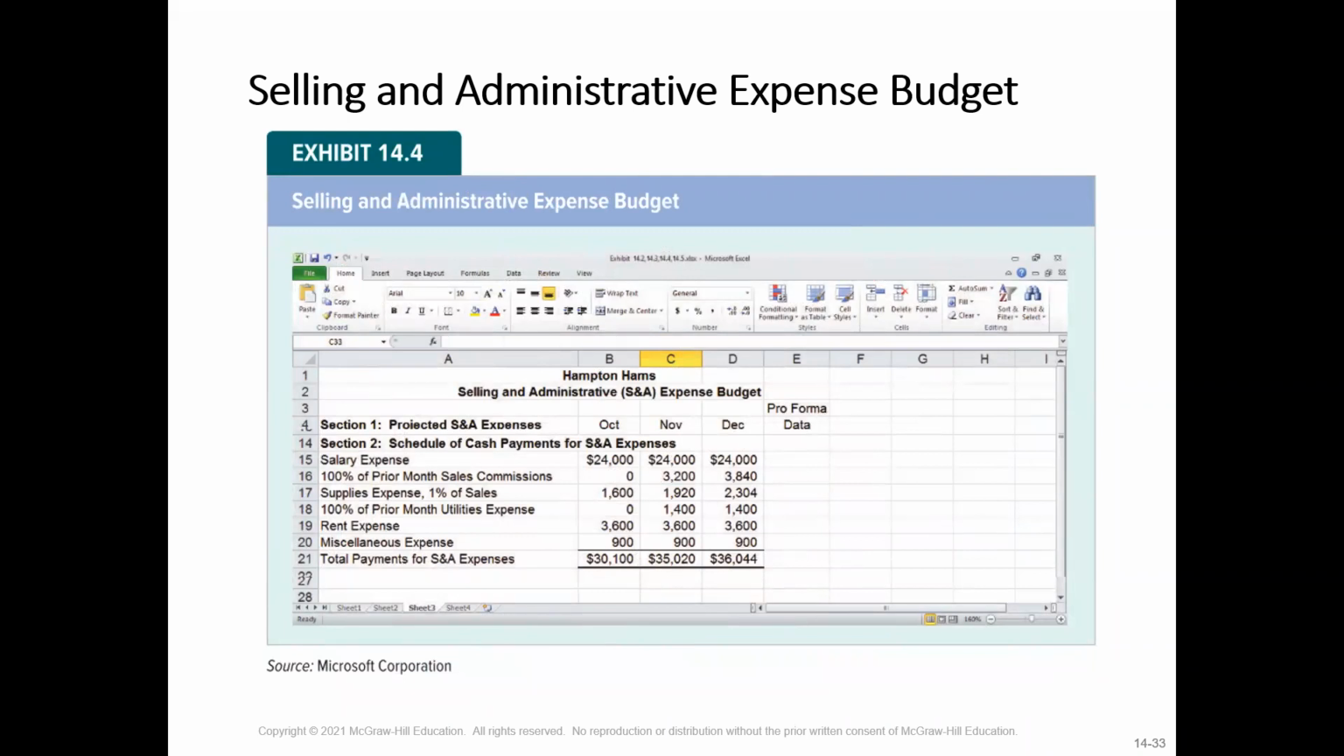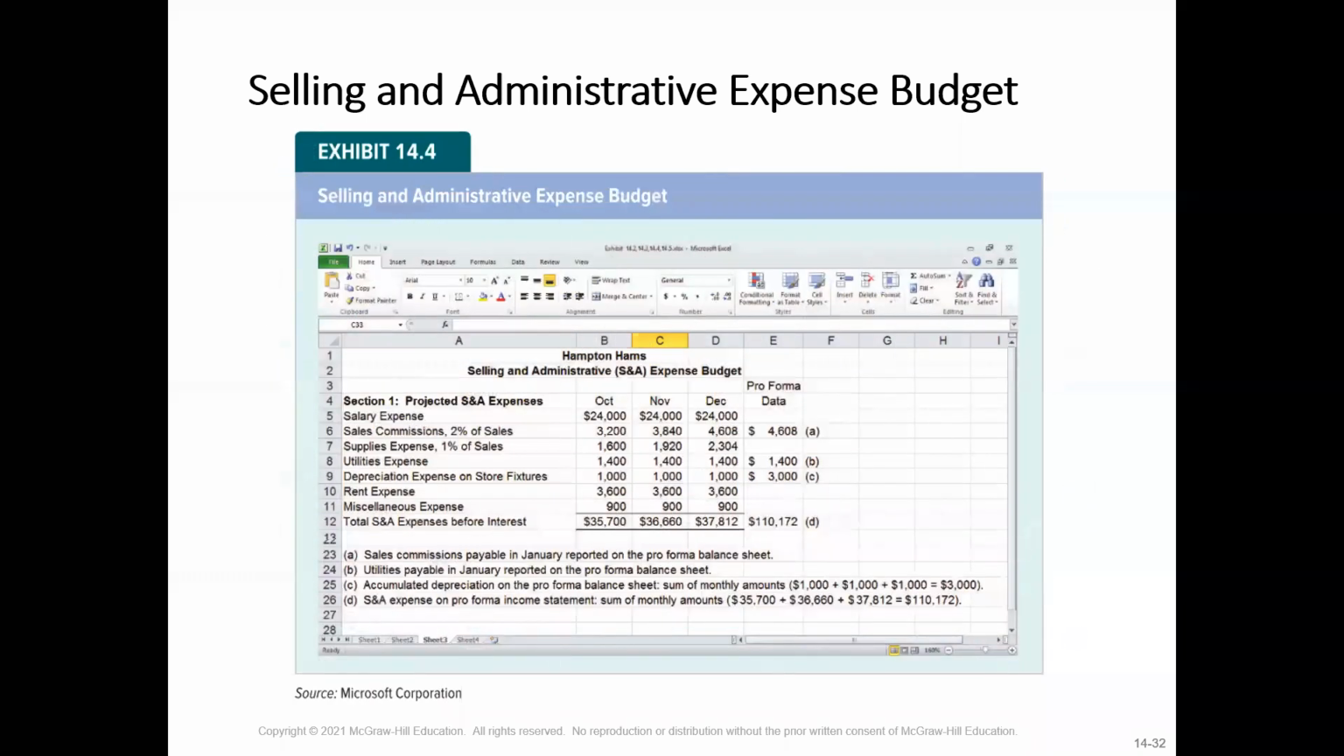So to come up with the actual timing of those cash flows, we determine the amounts first, and that'd be the expense part of the budget. For the cash flow part of the budget, which feeds into the cash budget itself, we would have to determine the timing of all of these expense items. So rent expense will be a constant. Miscellaneous expense will be a constant. Depreciation on store fixtures is also a constant.